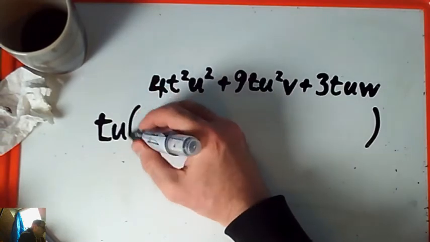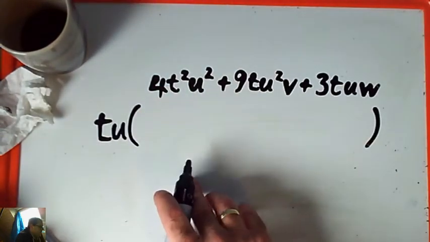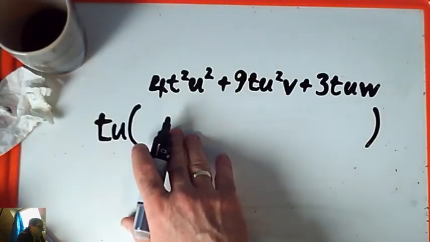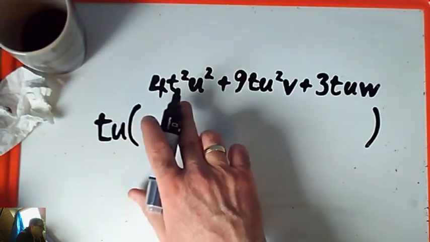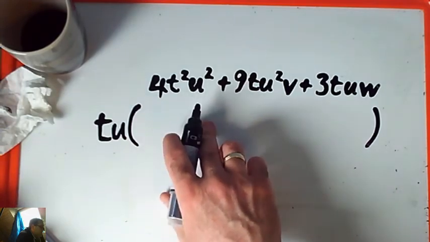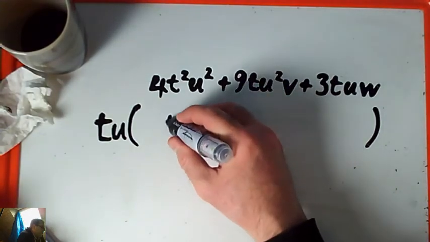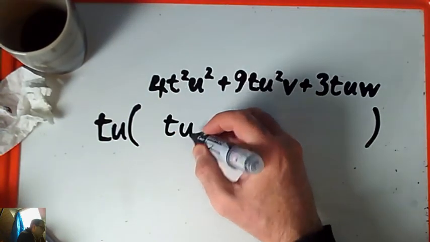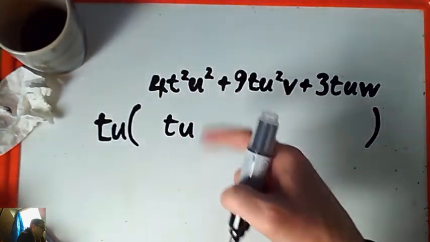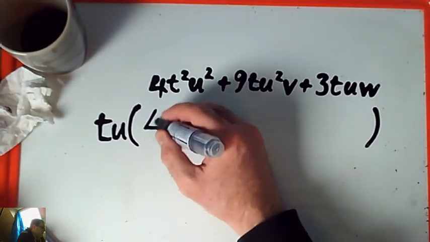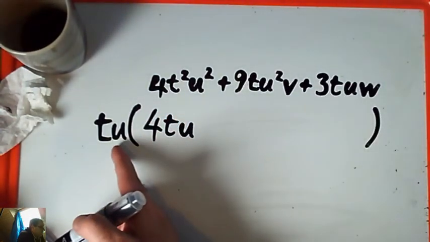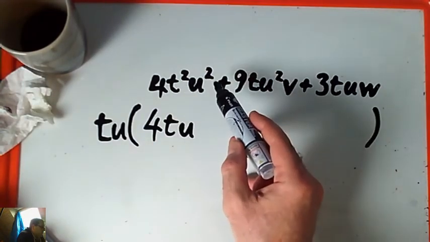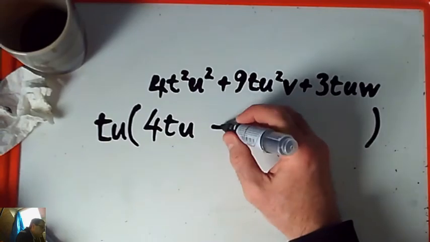So taking tu outside the bracket, I'm asking myself the question, tu times what inside the bracket will give me 4t squared u squared. Well, if I multiply it by t, I'll get the t squared bit. If I multiply it by another u, so the u times the u will give me the u squared bit, and then I need a 4 in there to give me the 4. So tu times 4tu will give me 4t squared u squared.